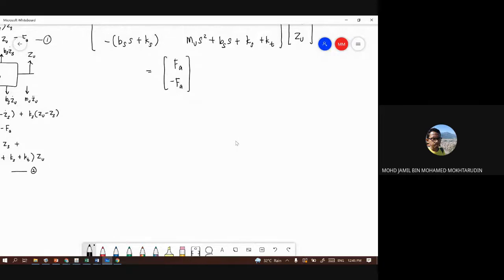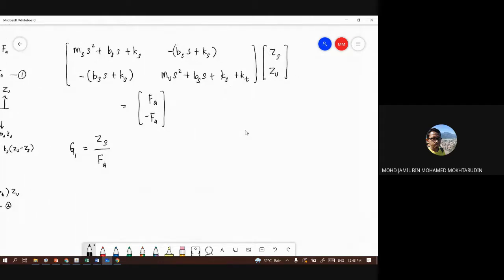So first, to find G1. G1 is Zs over Fa, meaning that you need to solve for Zs on the first column. To solve that, you replace the first column with Fa and negative Fa, find the determinant, and divide by the determinant of the original matrix.